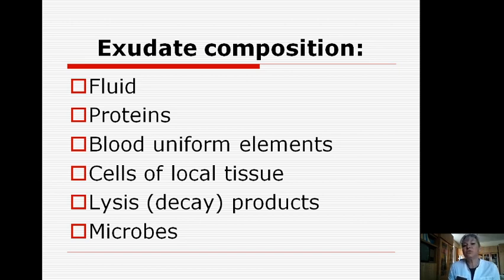I repeat, exudate composition: fluid, proteins more than 1.5 grams per liter, blood uniform elements, leukocytes, macrophages, erythrocytes, and others. Cells of local tissue, epithelial cells, fibroblasts, fibrocytes, lysis or decay products, necrotic masses, and microbes.